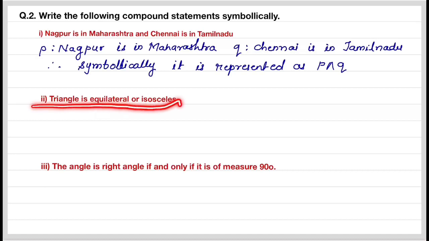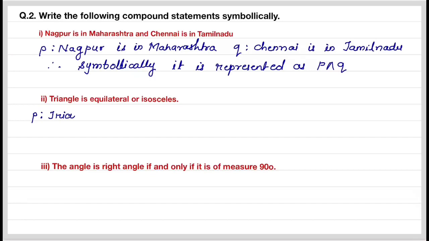Now, second example. Triangle is equilateral or isosceles. Which logical connective is used? Or. That means it is disjunction of these two statements. First of all, we have to write separate statements, simple statements.